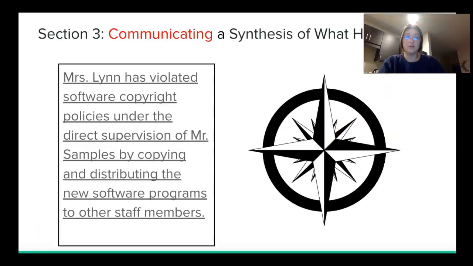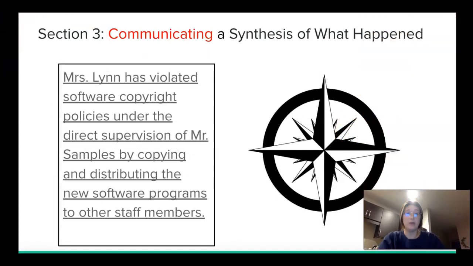Section 3 focused on communicating a synthesis of what happened. Mrs. Lynn has violated the software copyright policies under the direct supervision of Mr. Sample by copying and distributing the new software programs to other staff members.